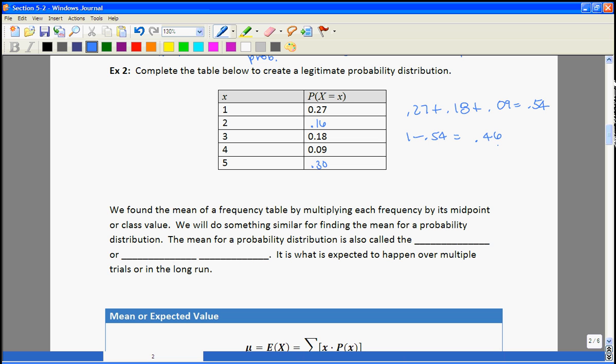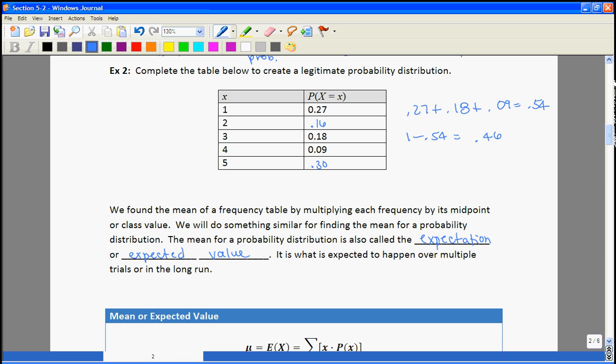Okay, now again, previously we found the mean of a frequency table by multiplying each frequency by its midpoint or class value. And we also did that with weighted means. We'll do something similar here for finding the mean of a probability distribution as well. The mean for a probability distribution is also called the expectation, or expected value.